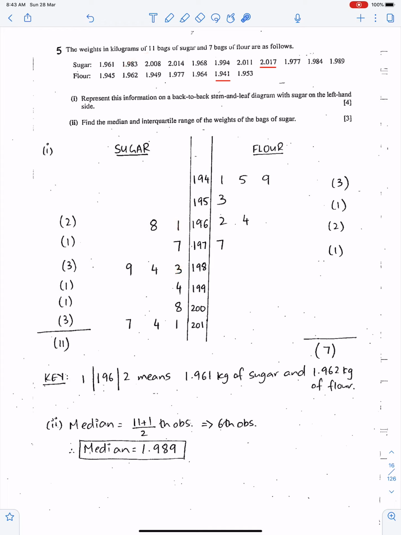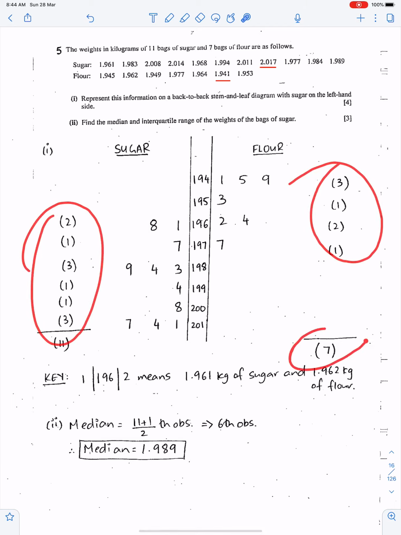This should be in ascending order in this way, and this should be in ascending order in this way. Write the total number of observations, and match the total with the given total.